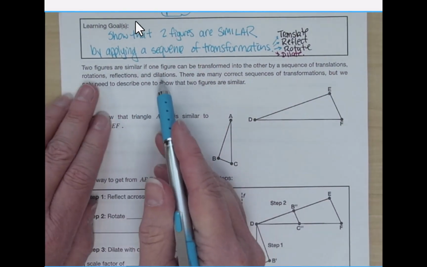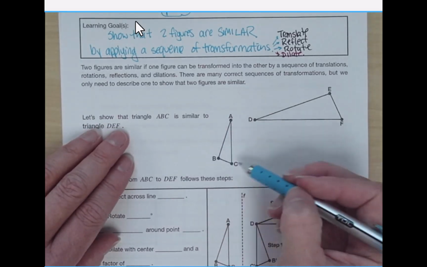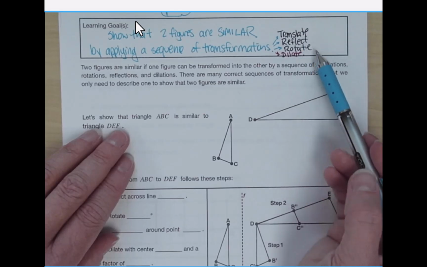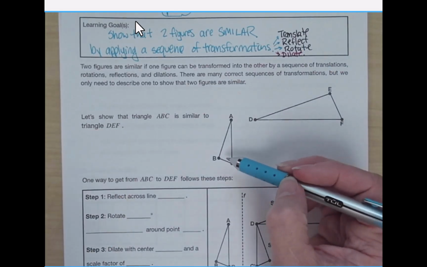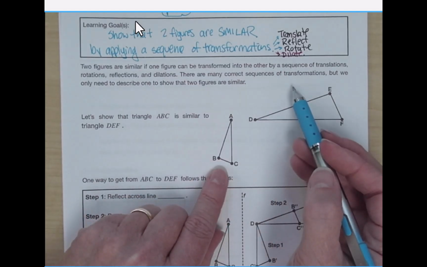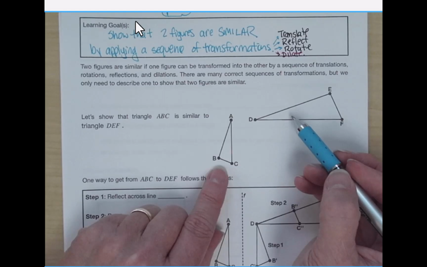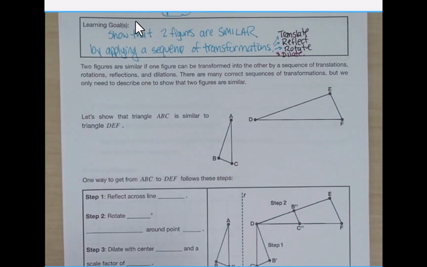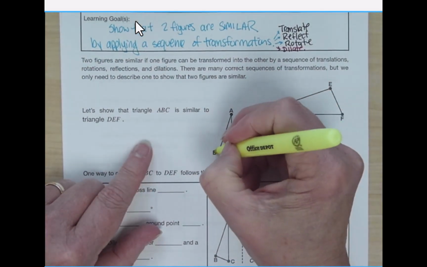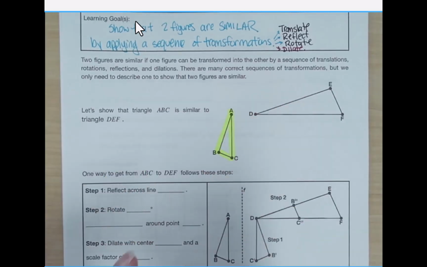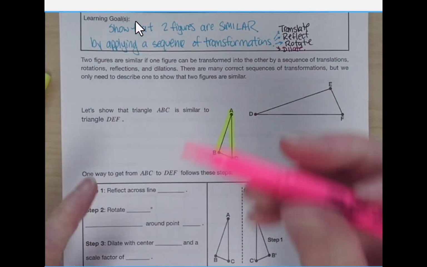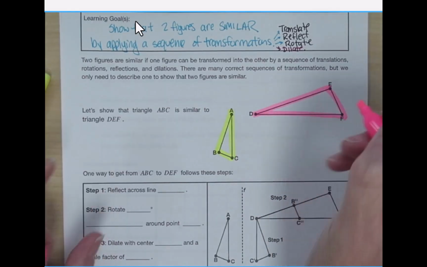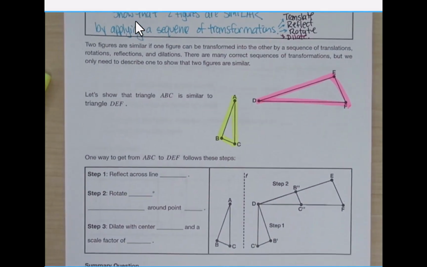All right, so two figures are similar if one can be transformed into the other with a sequence of these translations, rotations, reflections, and dilations. And there might be all kinds of ways we can do it. There's lots of different sequences that'll work. We just need to describe one of them to show that the two figures are similar. So what we're going to do in these notes is show that triangle ABC is similar to triangle DEF. And we're just going to do what we can to fit that yellow triangle right on top of this pink one. Now, they've given us a boost here.